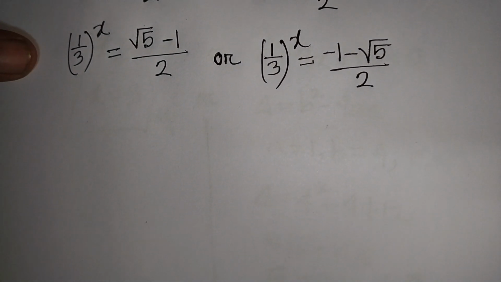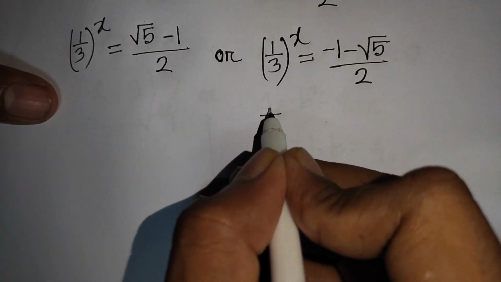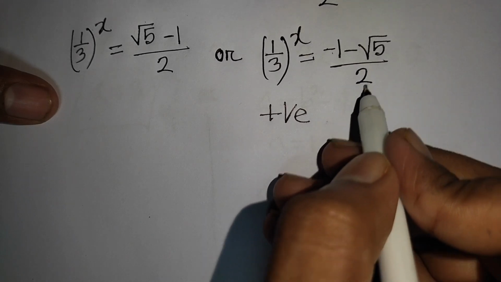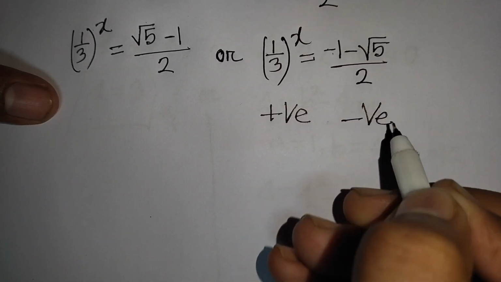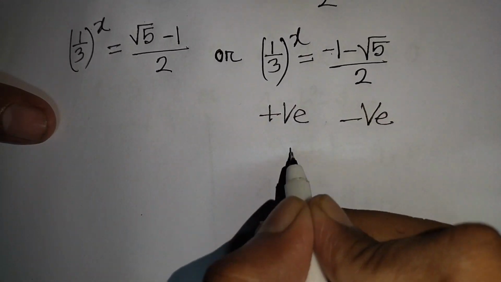Now I see (1 by 3) bracket power any number is always positive, but (minus 1 minus square root of 5) divided by 2 must be negative. So positive cannot be equal to negative, so this is rejected.